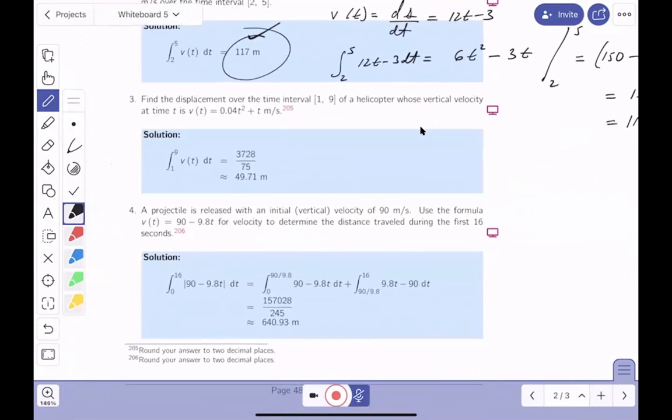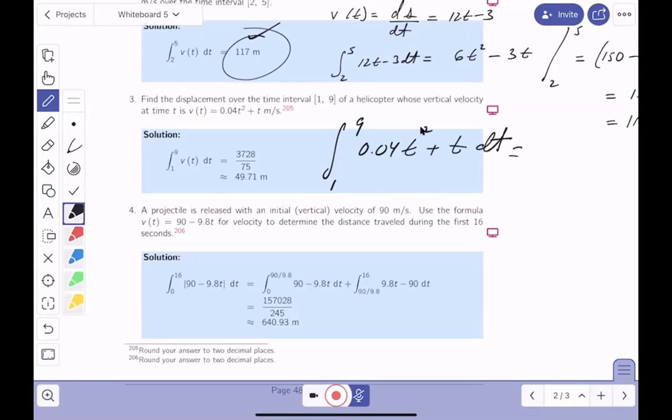All right. Okay, this is another problem. Find displacement, a helicopter with vertical velocity V(t). I'm going to do it by integration. I'll write this one down for you. So from 1 to 9, we're doing displacement, which is easiest. It's not distance traveled, just displacement. And that's going to be the integral of 0.04 t squared, I'll do the work in a moment, plus t dt.